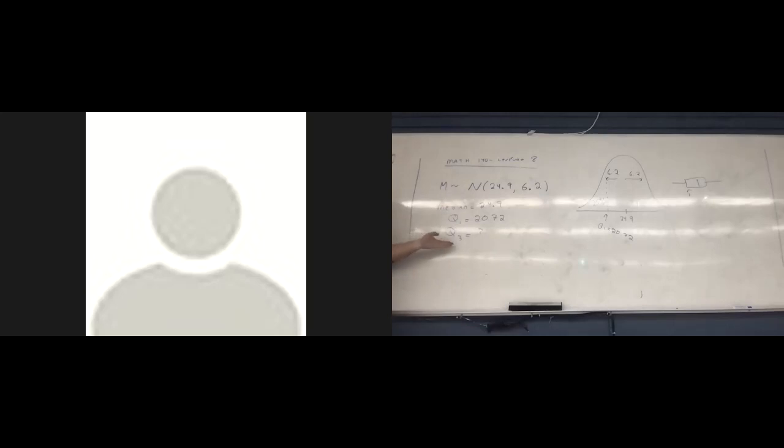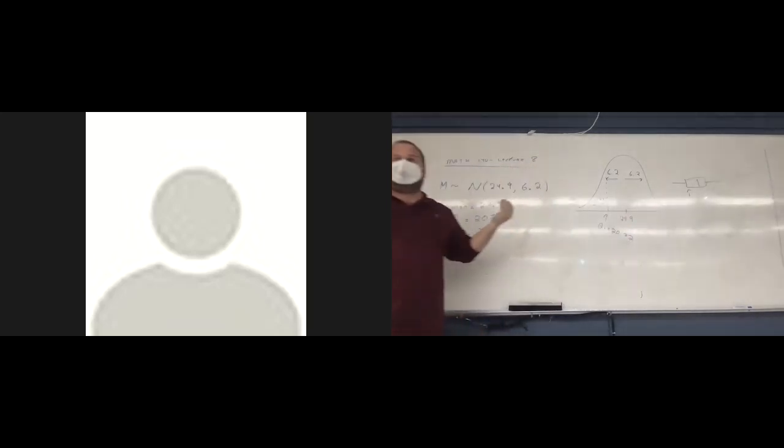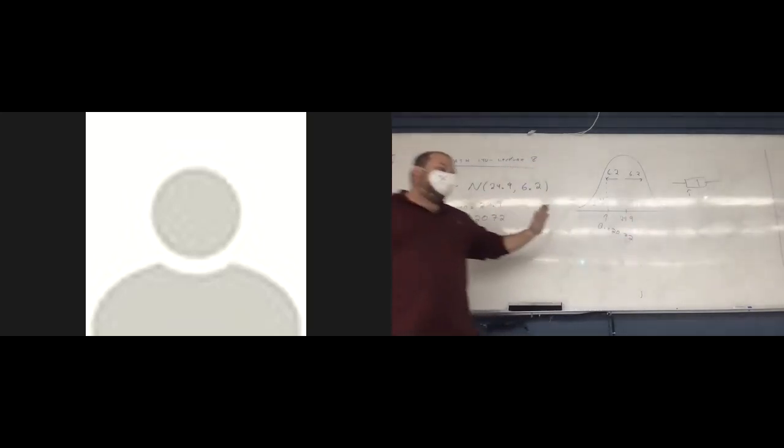So Q1 equals 20.72. So that's the first quartile. How do I find the third quartile? Now I have options. One way is the same thing. Just do 75% to the left, or 25% to the right. Gets me the same thing.